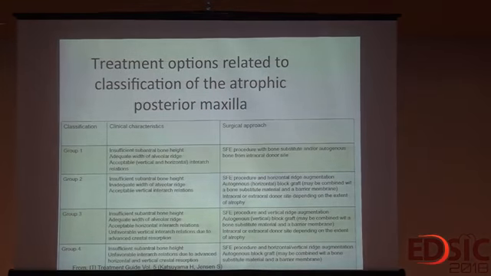Treatment options related to classification of the atrophic posterior maxilla. This is according to the ITI Treatment Guide, volume 5, by Katsuyama and Jensen. They classify from group 1 to group 4. And these are the clinical characteristics of group 1. These are the simpler cases, such as insufficient subantral bone height, adequate width of alveolar ridge. And these are more complicated cases. In these simple cases, just sinus elevation procedure with bone substitute and/or autogenous bone from an intraoral donor site. And in group 4, severe cases, insufficient subantral bone height, unfavorable interarch relations, advanced horizontal and vertical ridge resorptions. In this case, we use sinus elevation procedure and horizontal and vertical ridge augmentation with autogenous bone graft, maybe combined with bone substitute material and resorbable membranes.